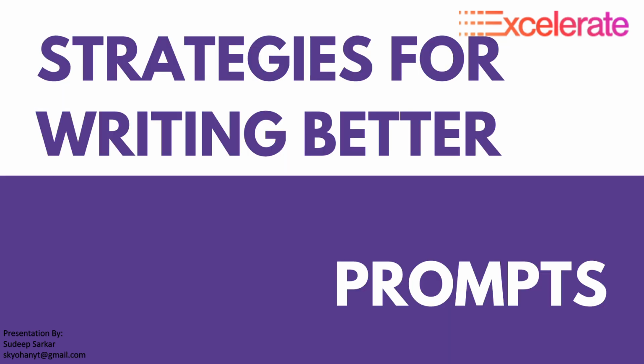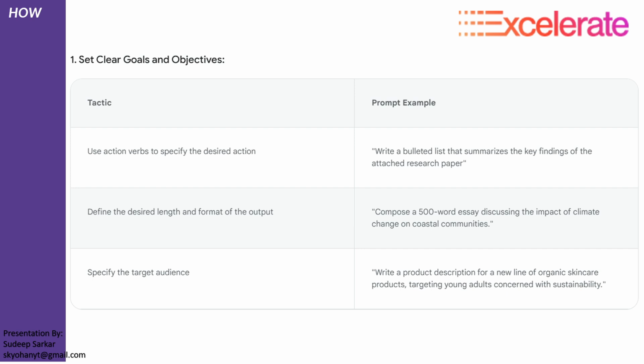Strategies for writing better prompts. Set clear goals and objectives. Use action words to specify the desired action. Write a bulleted list that summarizes the key findings of the attached research paper. Similarly, define the desired length and format of the output. We can particularly define it to compose a 500 word essay on the impact of climate change on coastal communities.